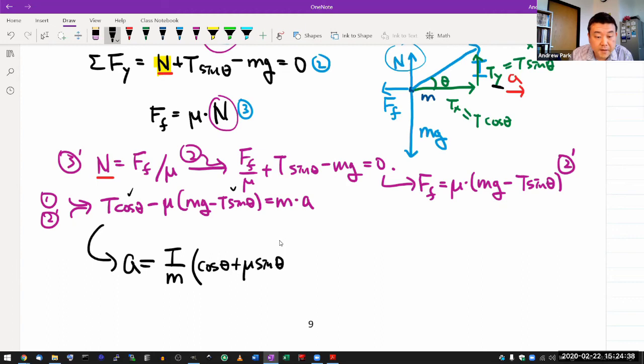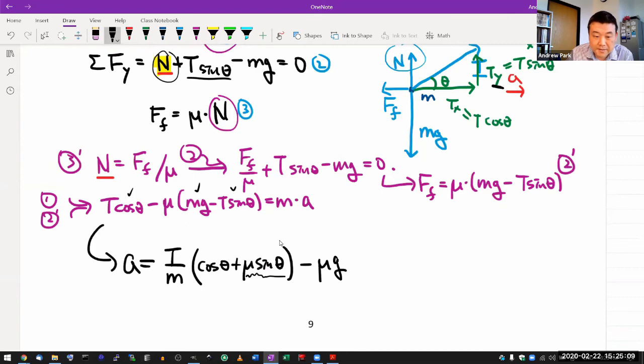And what this really means is this is actually the vertical component of tension that's helping you reduce the friction force by reducing this normal force here, because this amount of tension force helps you reduce the normal force needed. All right, I did that. I have one more term here. That's going to be minus mu m, m cancels out, minus mu g.